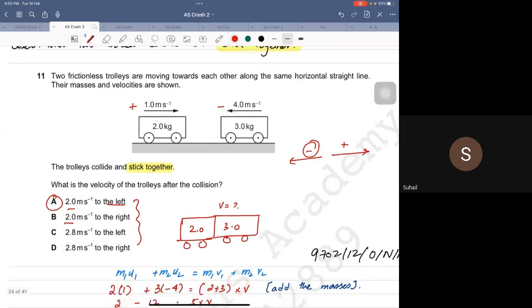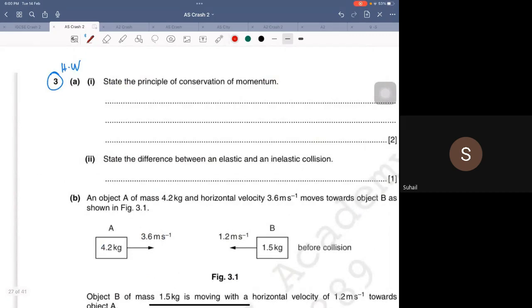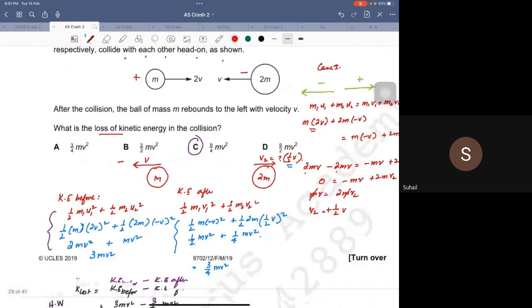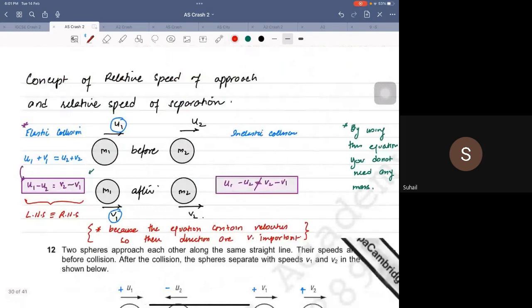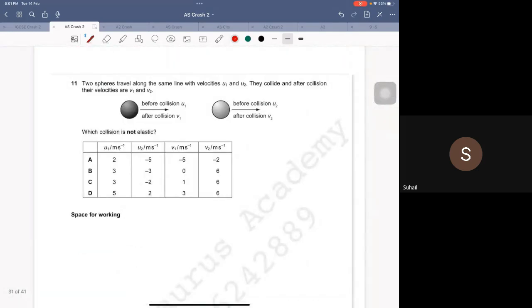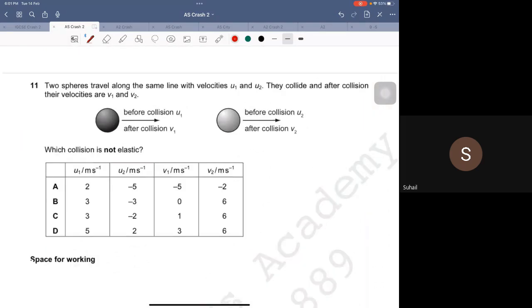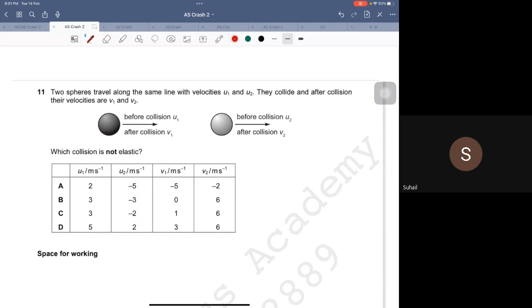Similarly, let's look at some of the variations that might be troubling in this sort of equation. Not always is everything straightforward, so we need to also look at certain things like this. For example, in this question it says two spheres travel along the same line with velocities v1 and v2, and they collide, and after collision their velocities are v1 and v2. Now it says which collision is not elastic, and when we read this, we're going to write the equation here.